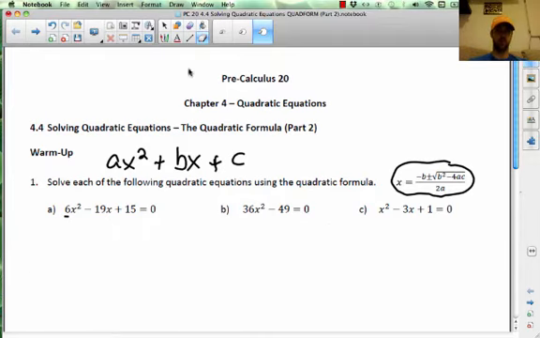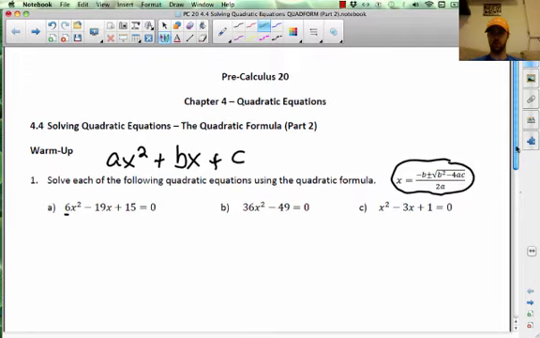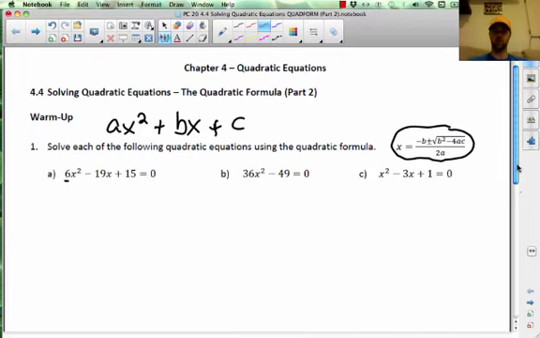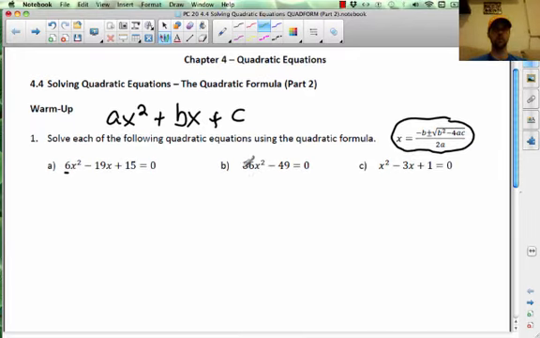On to number 2. It says solve each of the following quadratic equations using the quadratic formula. Now, for ones like this, we typically wouldn't use the quadratic formula. And you can see this right away. This is a difference of squares. This would be 6x minus 7 times 6x plus 7. So I'm just going to show you that the quadratic formula will get results that are consistent with our factoring results.